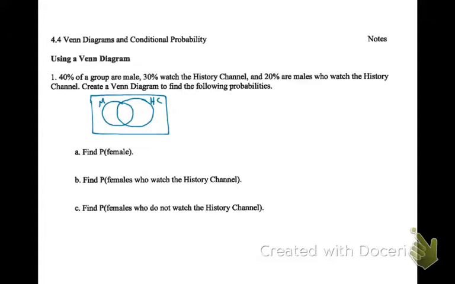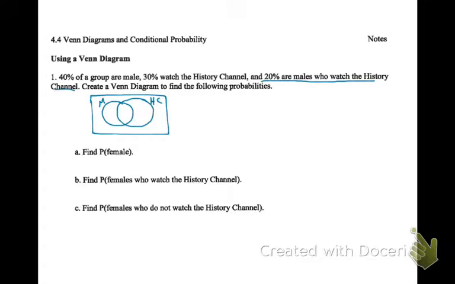Now notice with these Venn diagrams, you're going to have the complement of these things are going to be the opposite. So anything that's not in the circle for male, anything that's outside of there must be females. Anything inside the circle for Watch History Channel is going to be History Channel, but anything outside is going to be those who don't watch the History Channel. So let's fill this out. The first thing you want to do is look for the intersection. And I see that 20% are males who watch the History Channel.